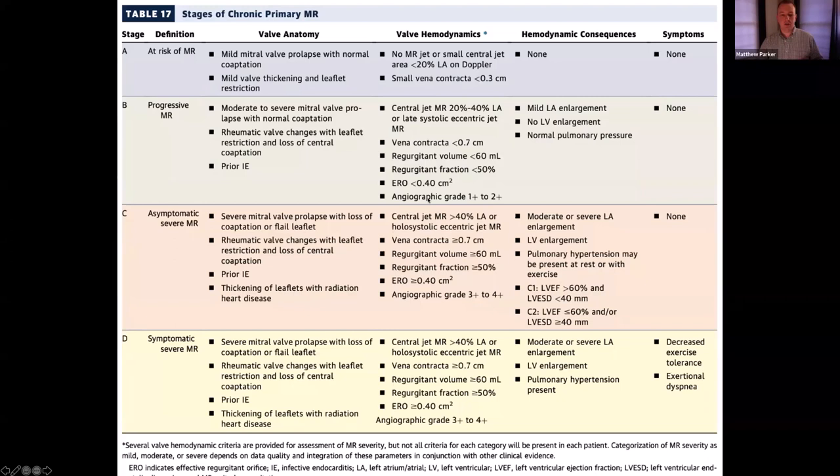They want to know how big is the regurgitant orifice, how big is the hole in that valve, how much blood is flowing across it, how does that compare to the forward stroke volume, how big is the vena contracta and the color flow jet. And they still put this angiographic grade in here, which I think is sort of outdated. And you have my permission to make fun of anybody who talks about angiographic grade of MR in the 21st century.